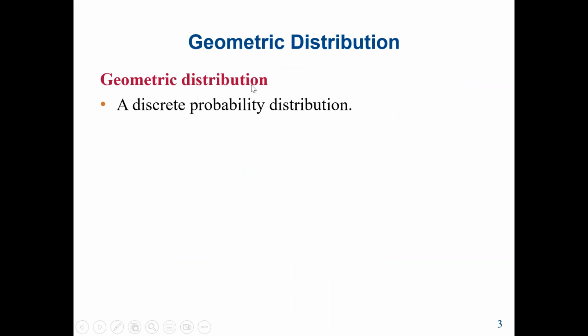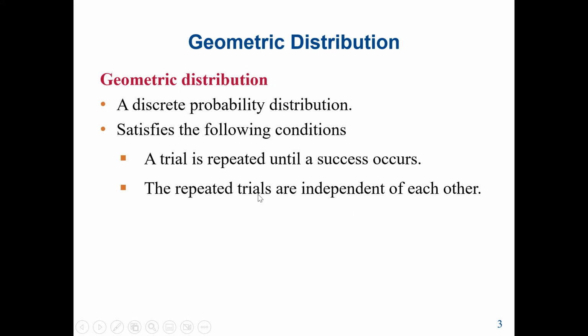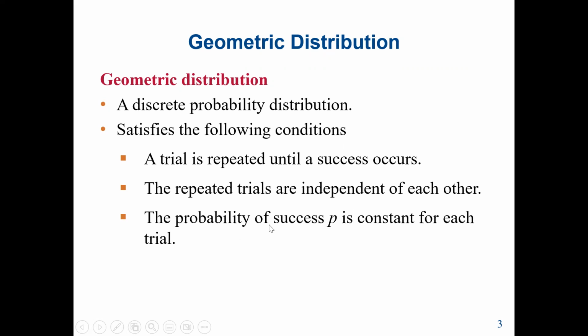With the geometric distribution, first it is a discrete probability distribution, and it satisfies the following conditions. A try is repeated until a success occurs. And also the repeated tries are independent of each other. And also the probability of success P is constant for each try.